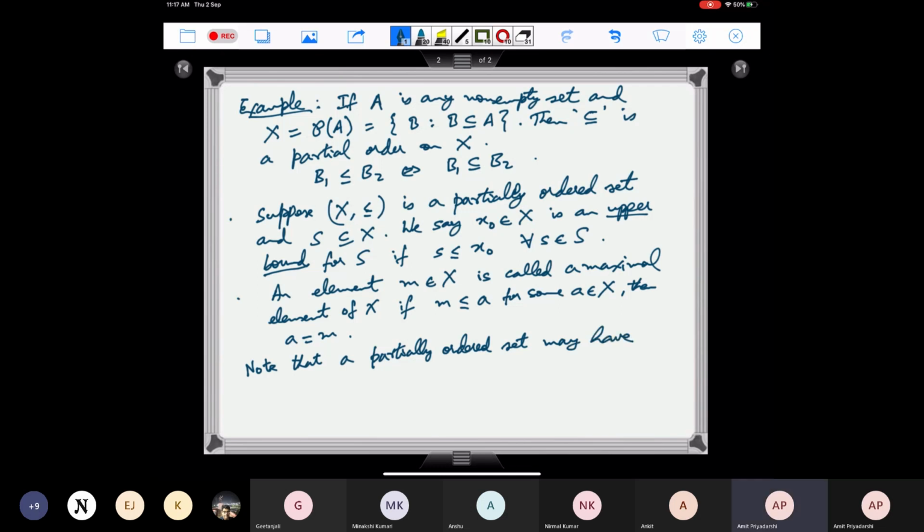We have more than one maximal element. So these are all simple definitions. Now we can state Zorn's lemma.